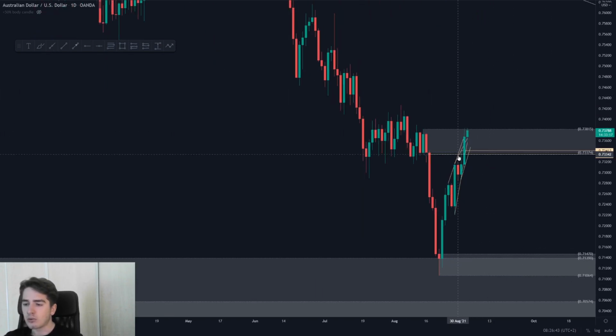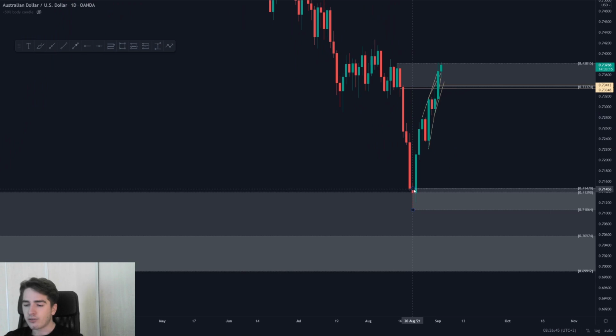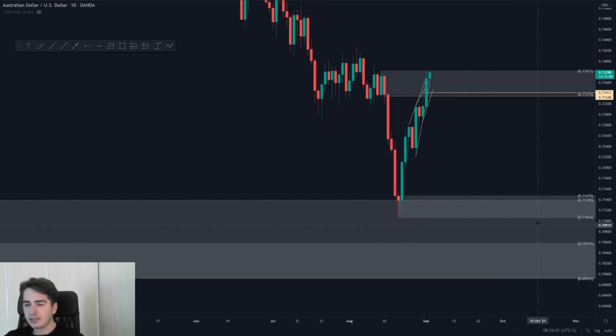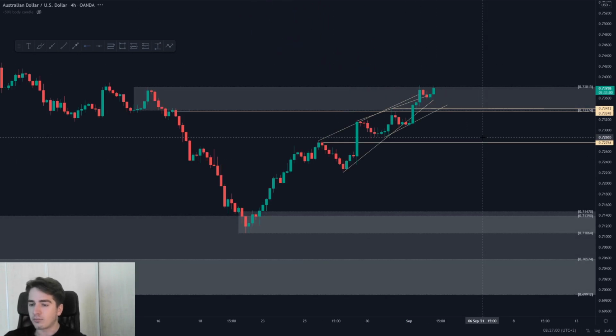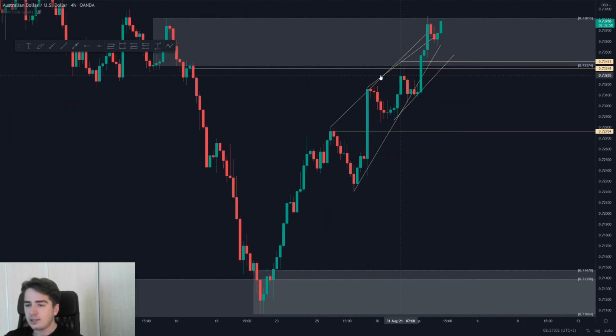It does look like we want to break out of this zone, and for now this has become new demand at 0.71490. So I'm going to be keeping an eye on that zone for the future. Furthermore, levels to look out for are this level over here, and if we look at the lower time frame, what we can now see is that we have a very important level over here.